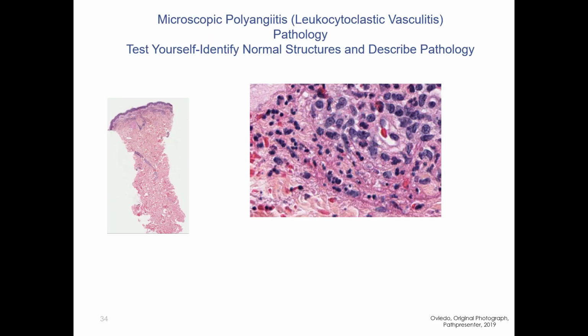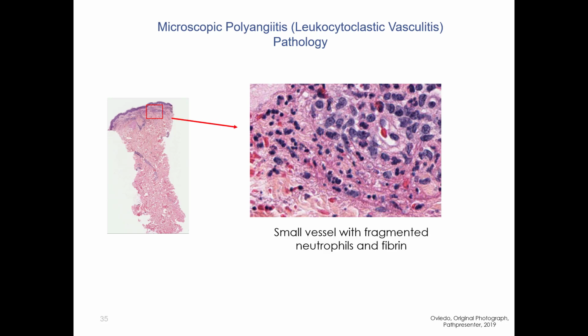Here are our photographs of microscopic polyangiitis, which has the pathology called leukocytoclastic vasculitis. Go ahead and describe the slides. The answers will be on the next slide. You can see the skin punch biopsy demonstrates a small vessel with fragmented neutrophils and fibrin.